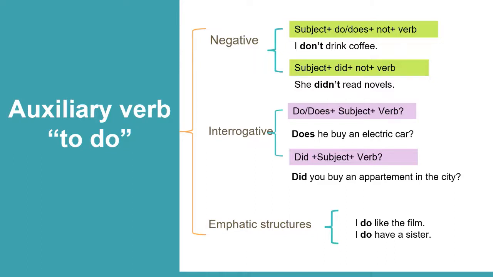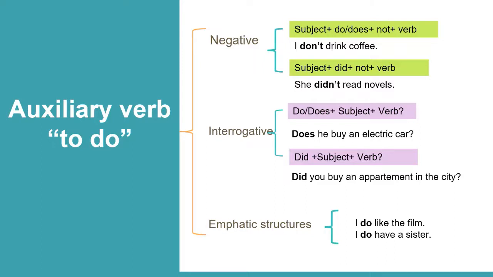And now here we have some examples of the auxiliary verb to do used to emphasize the verb. I do like the film. I do have a sister.